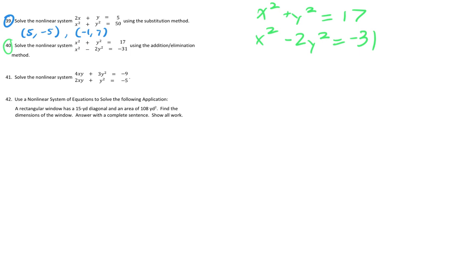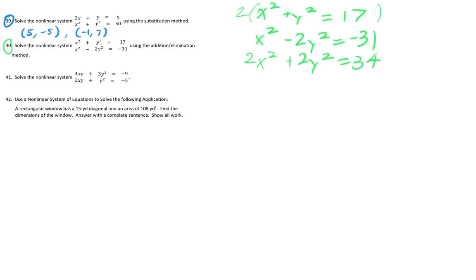We can either multiply our top one by 2, or we can multiply our bottom one by a negative. If we multiply our top one by 2, we can cancel out our y squareds. And if we multiply our bottom one, we can cancel out our x squareds. So let's go ahead and cancel out our y squareds. Let's multiply our top one by 2. So now we're going to have 2x squared plus 2y squared is equal to 17 times 2, which should be 34.